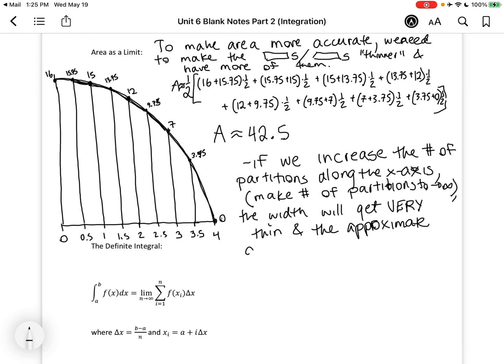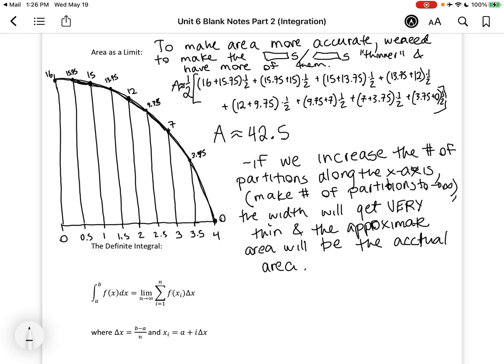The approximate area becomes the actual area. Okay, that's what we want to do. And that is essentially looking at area as a limit. It's the limit of adding up all of those tiny, tiny rectangles, all of their areas, as the number of partitions approaches infinity. And that will give us the actual area under the curve.